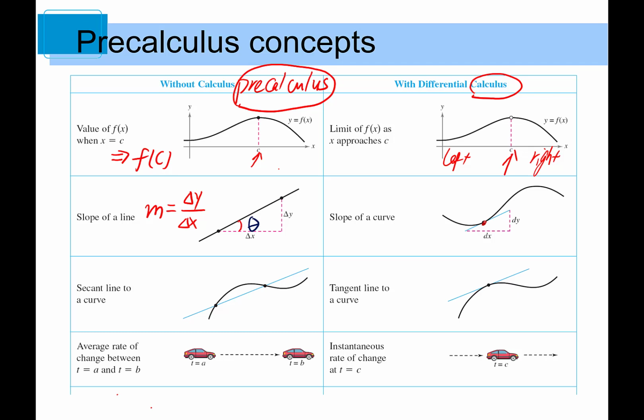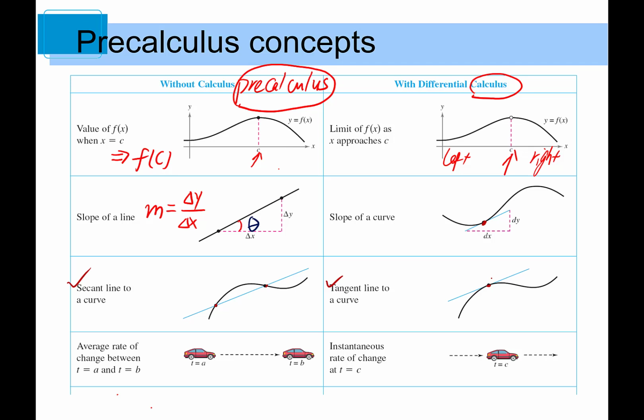In pre-calculus, we already know the secant line to the curve, where two points give us a slope. Slope will determine the secant line. Here, in calculus, you learn the tangent line. The tangent line to a curve is a line passing through the point, and it's going to be perpendicular to the radius at that point.